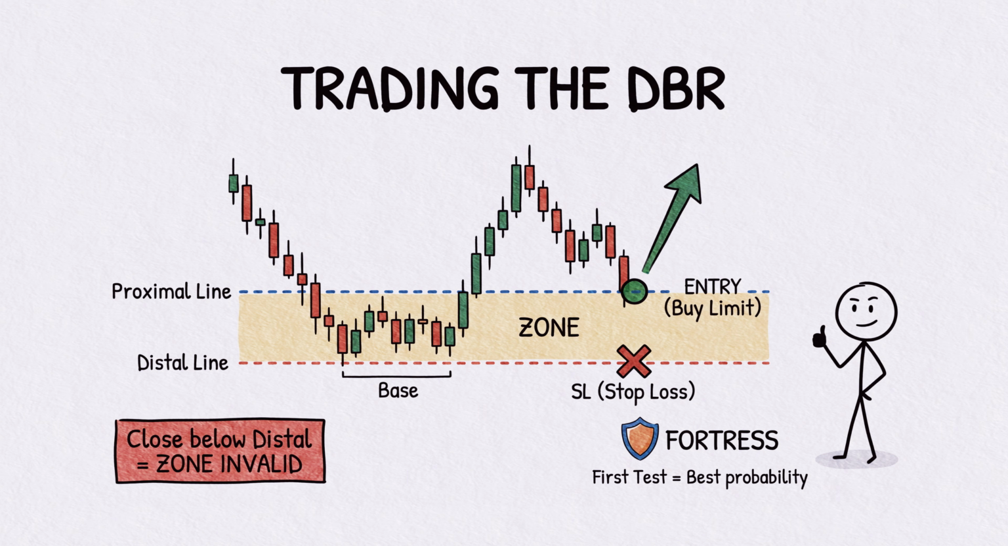Because capital commitment is extremely high, DBR zones are typically defended aggressively on retest. Probability of a bounce is high. But remember, if price closes through the distal line, the zone is completely invalidated. No extensions, no hoping. Cut the loss. DBR is a fortress. The first touch, first test, offers superior probability, especially when the 3 scoring criteria are met and the higher time frame bias is aligned.